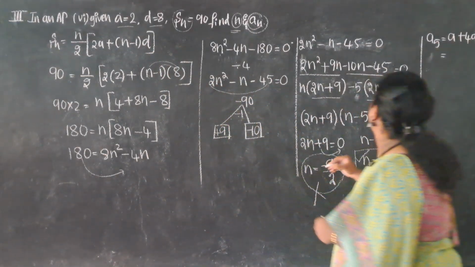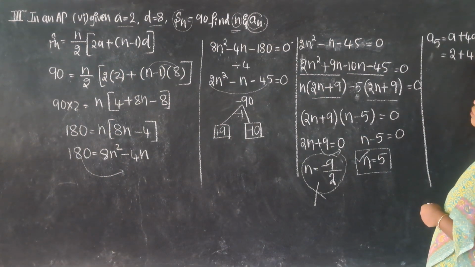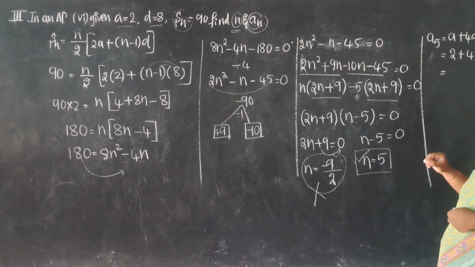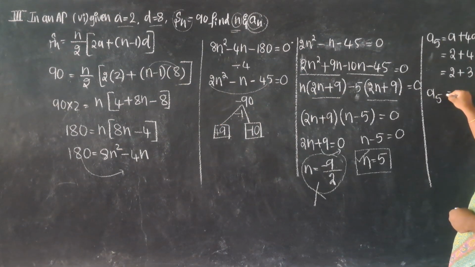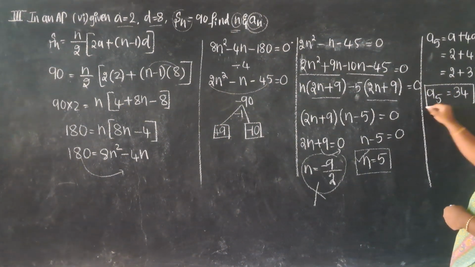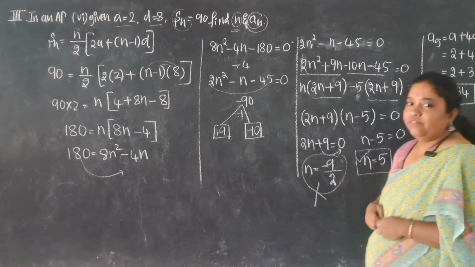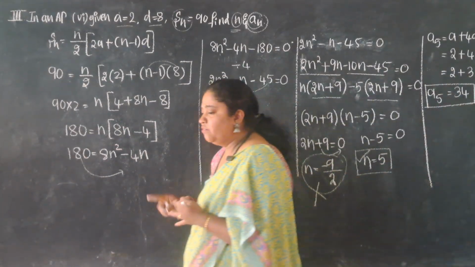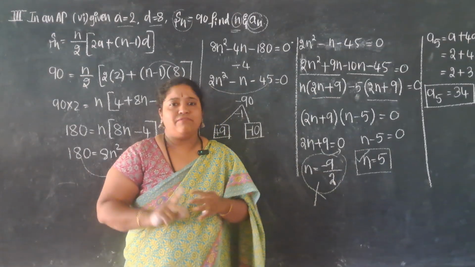Now here I have a is 2 plus 4 into d is 8. 2 plus 8 4s are 32. So a5 I got as 32 plus 2, which is how much, dear? 34. I got both the values. That is what I told you: if it is the a value, the d value, sn, or an, it can easily be found out.